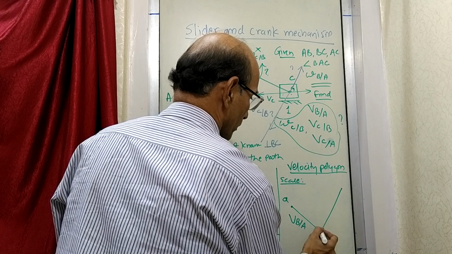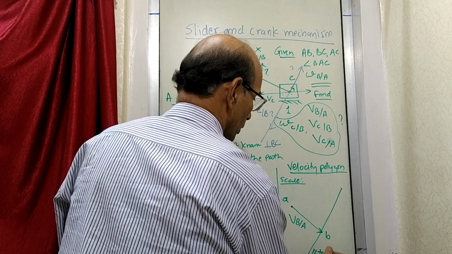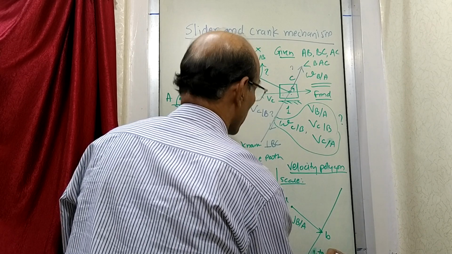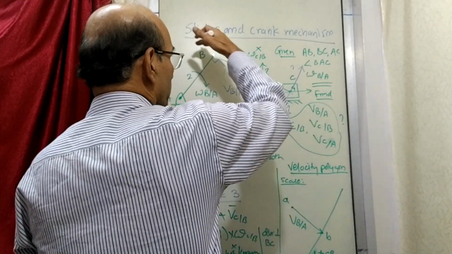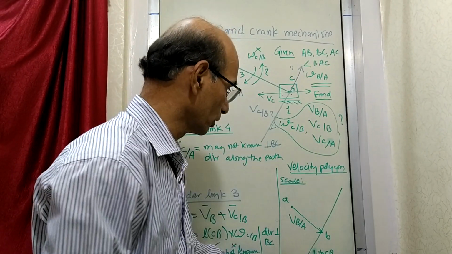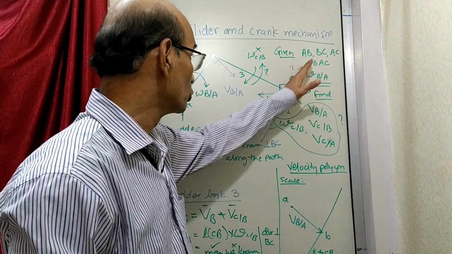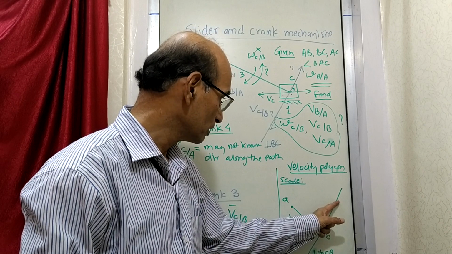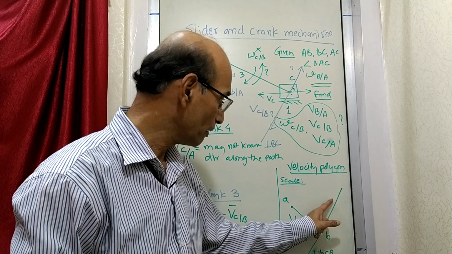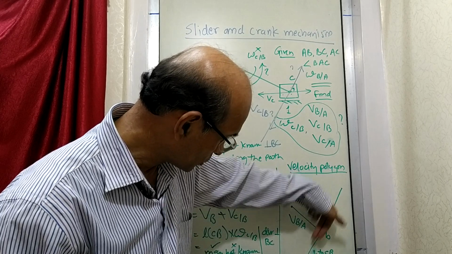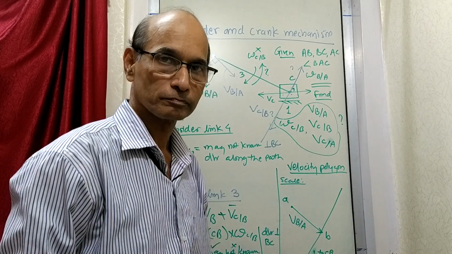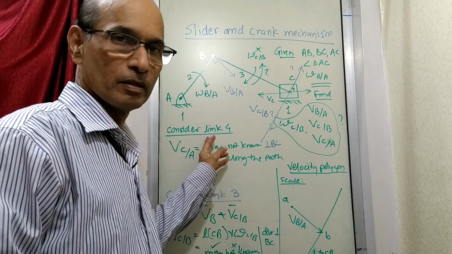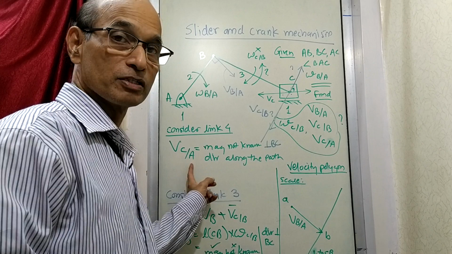This line is drawn perpendicular to line CB. So here also we have drawn a line perpendicular to line CB to show that velocity of C with respect to B is along this line somewhere. Suppose C is here, then this is the velocity of C with respect to B, and the head is here. Now how do you find out C? For that, let us go to the next equation. Now this says velocity of C with respect to A.